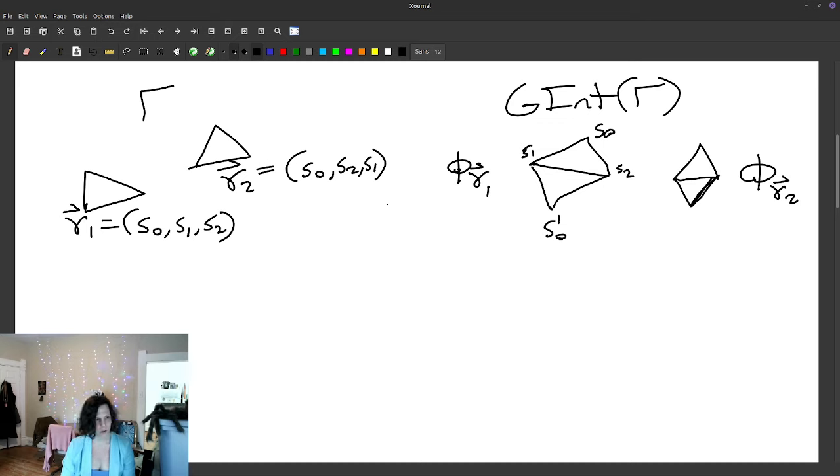Okay, so that's what would happen if gamma 1 was S0, S1, S2. So if gamma 2 is S0, S2, S1, then it would be like this instead. The order would be reversed. So that's one way that they could overlap with each other.